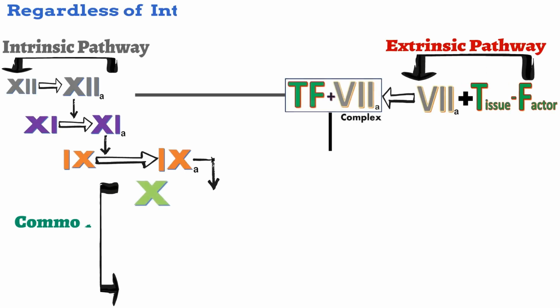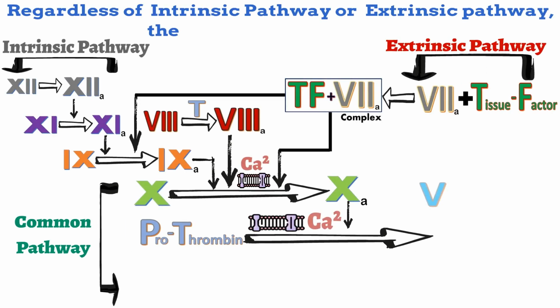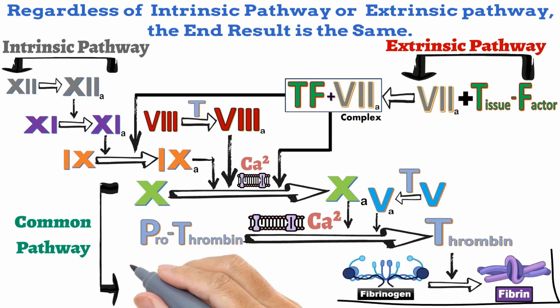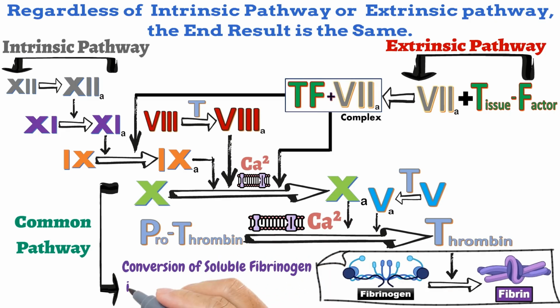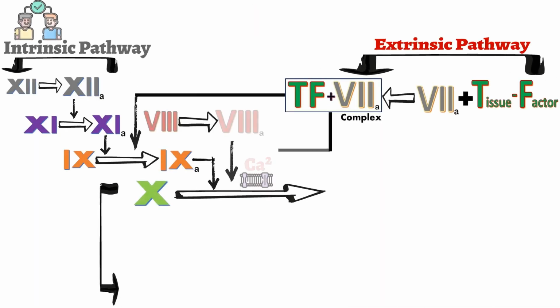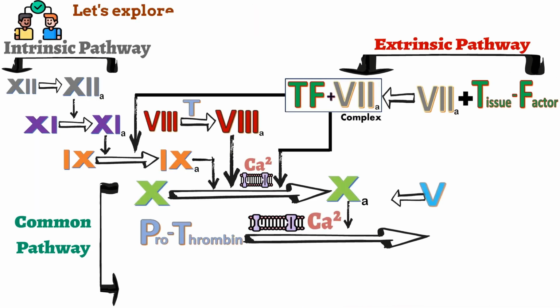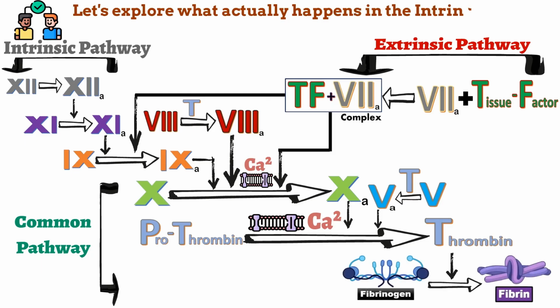Regardless of intrinsic pathway or extrinsic pathway, the end result is the same: the conversion of soluble fibrinogen into insoluble fibrin strands. So, with this basic understanding, let's explore what actually happens in the intrinsic and the extrinsic coagulation pathways in depth.